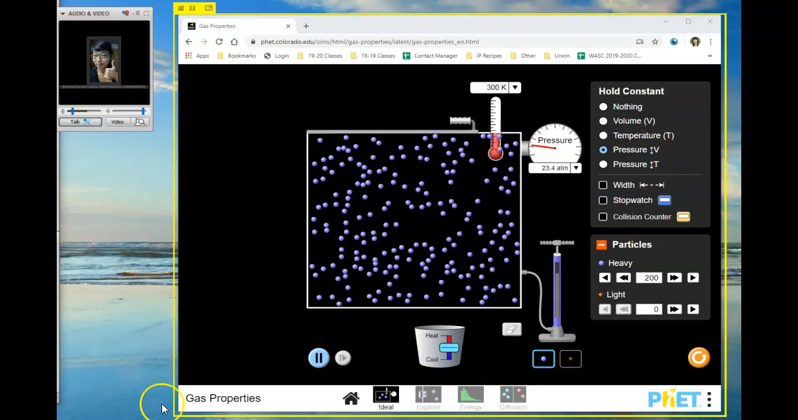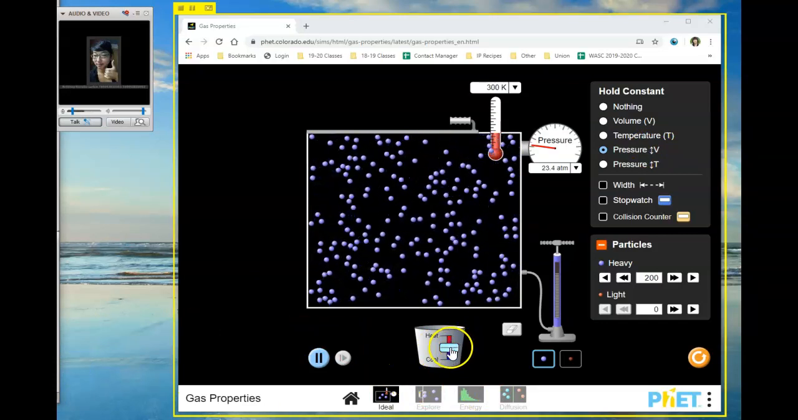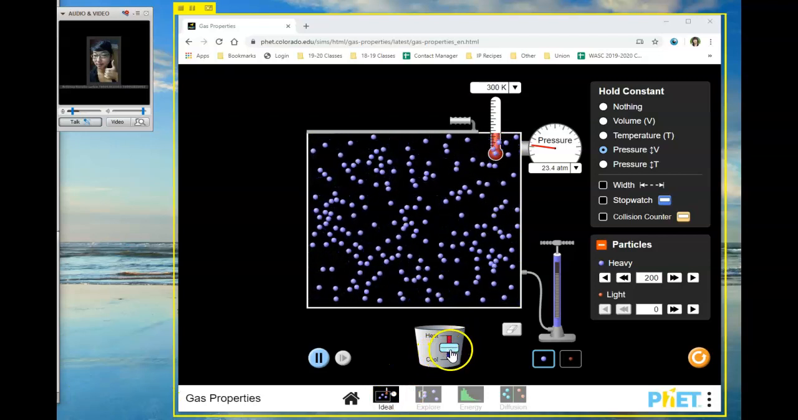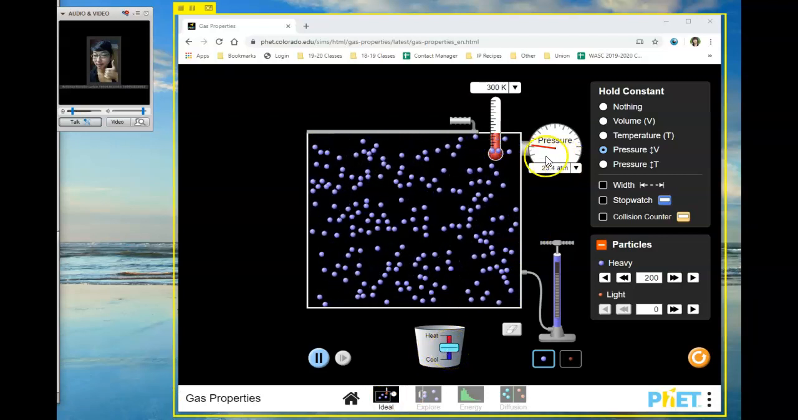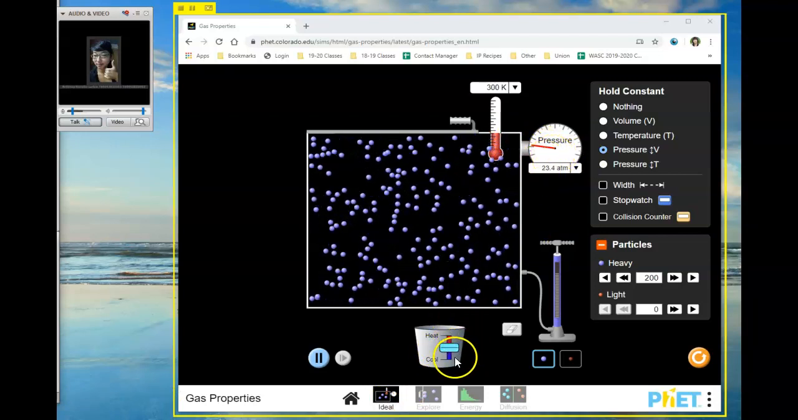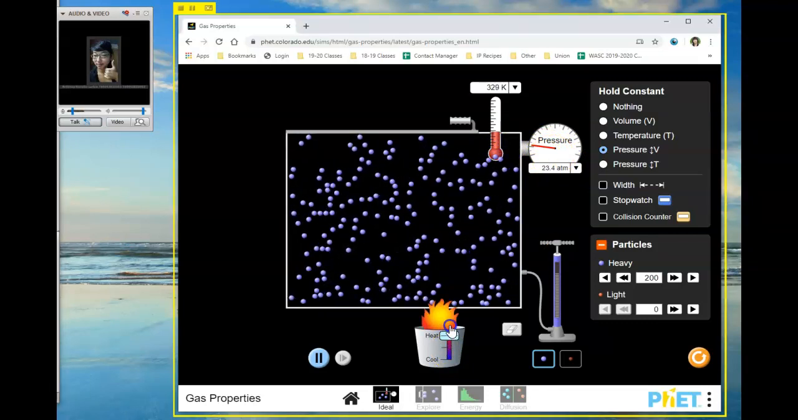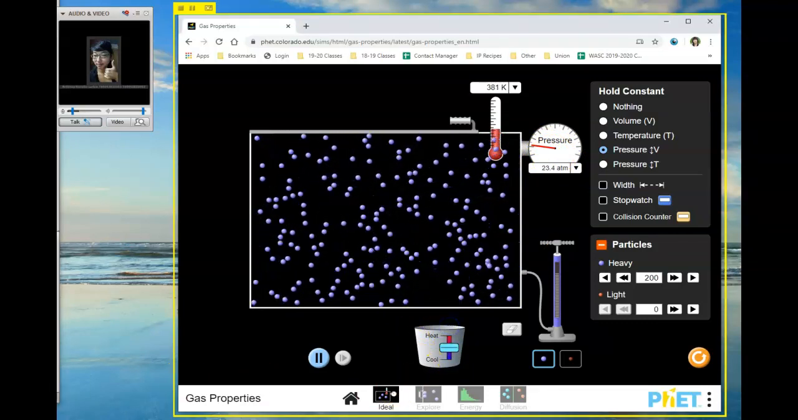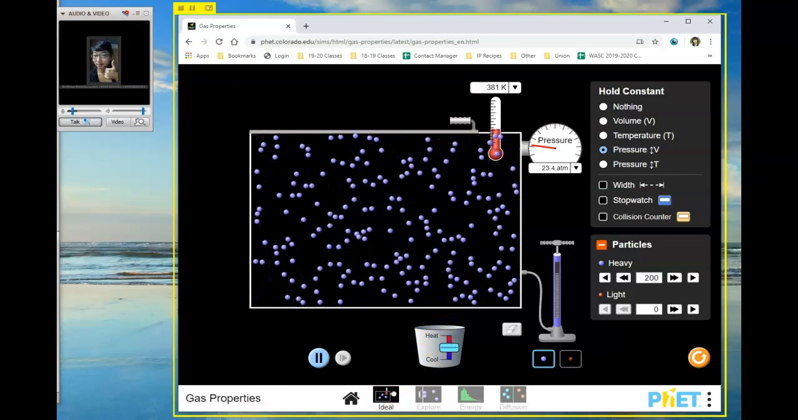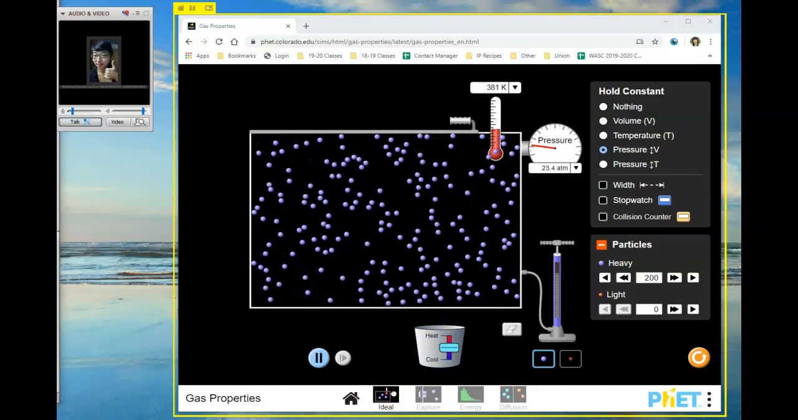What we're going to do is we're going to actually heat this up, and I want you to tell me, what do you observe happening? So if pressure has to stay constant, but volume can change, what do we observe happening? So I'm heating it up, and tell me in the chat box, what did you just see happen?